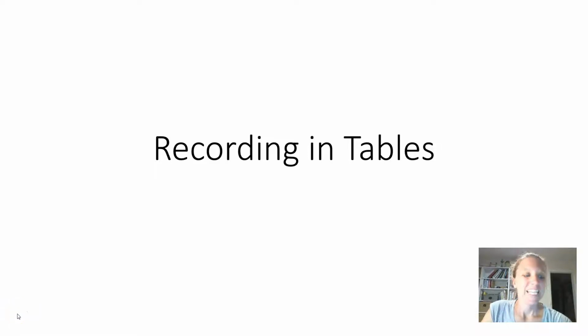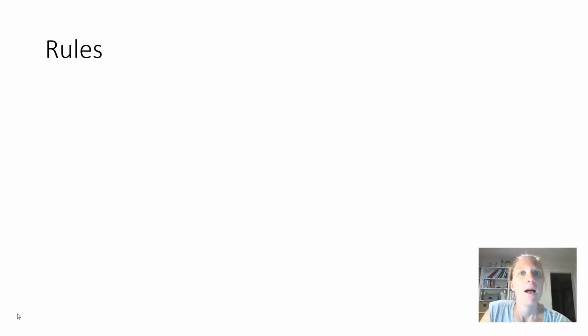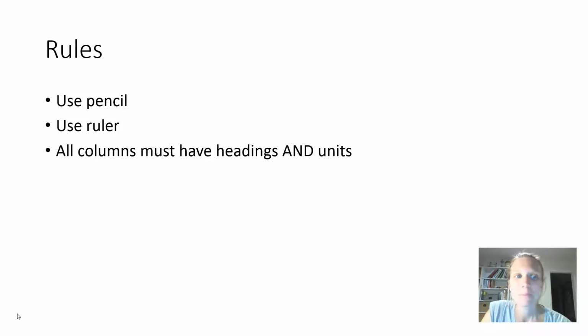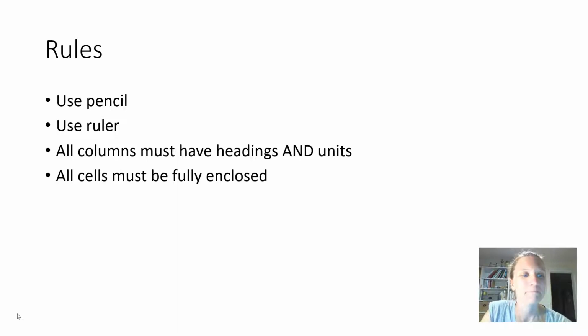Good evening. Tonight we need to discuss how to record data in tables. As with a lot of other things, there are rules or conventions for using tables in science. First, we want you to draw them using a pencil, a nice sharp one. We also want you to use a ruler. All of your columns must have headings and units, and I'll show you what that means in a moment.